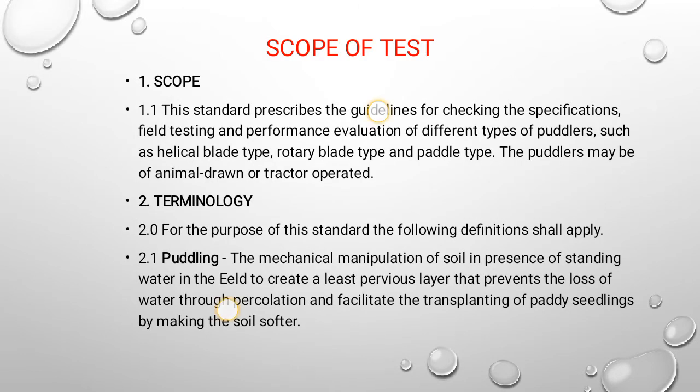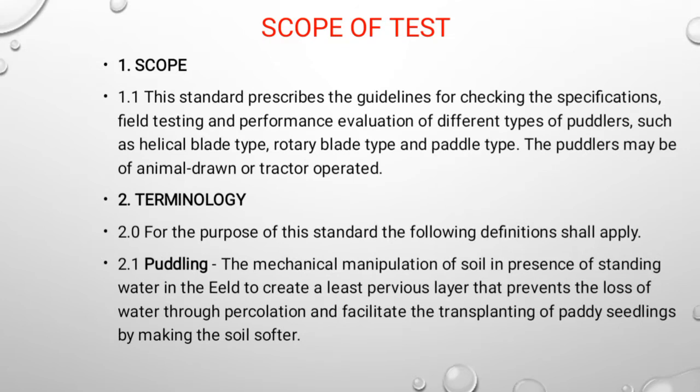Now, in the scope, this standard prescribes the guidelines for checking the specification, testing and performance evaluation of different types of puddler, such as helical blade type, rotary blade type, or paddle type, and the puddlers may be animal or tractor drawn.